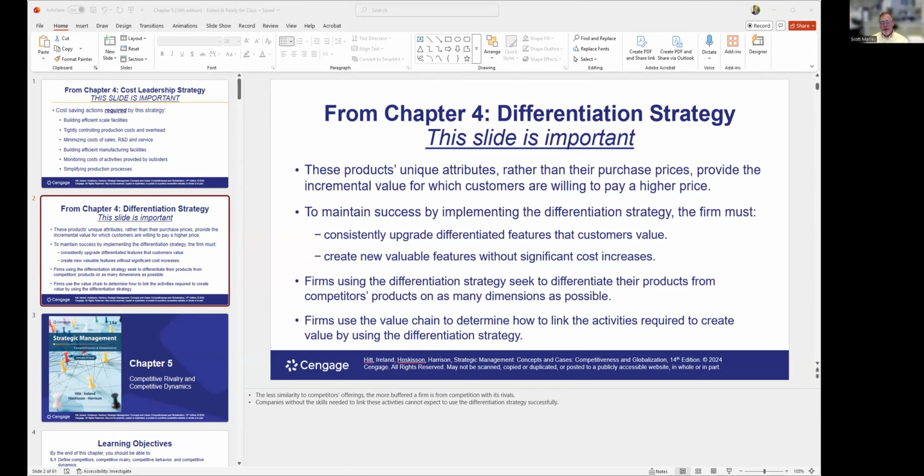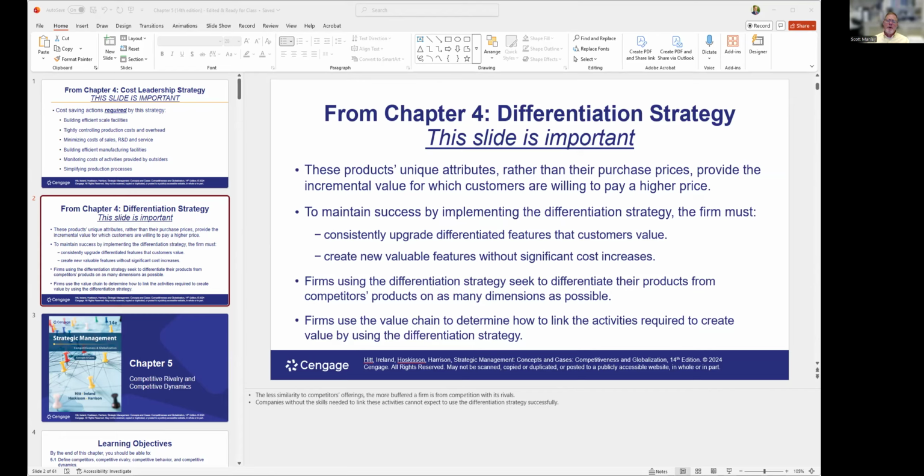So as we know, hopefully you know by this point, the differentiation strategy means that we want to make our product distinctive or different in such a manner that customers are willing to ascribe attributes to those things that make them willing to pay more money. So we have to do that differentiation strategy. In doing it, we've got to make our product distinctive, which means we're going to have to add stuff to it that customers like and that they're willing to pay more for.